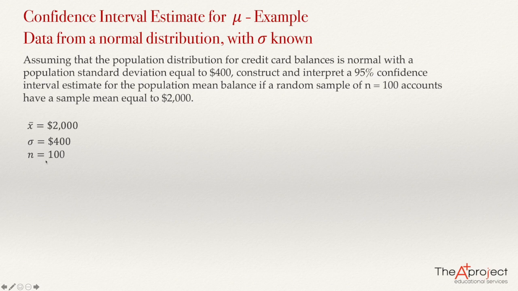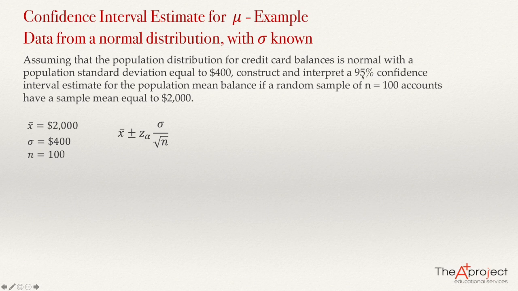So the sample size was 100. And we are going to construct a confidence interval for the mean. And we know that the confidence interval is given by x bar plus or minus the critical value times sigma divided by the square root of n. So we need to find the critical value.